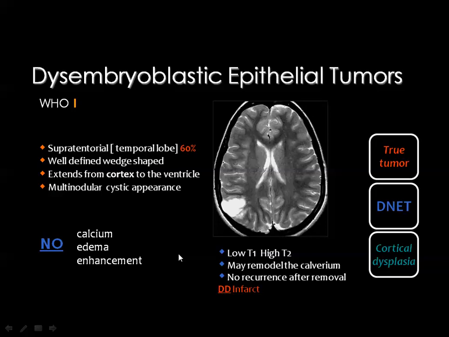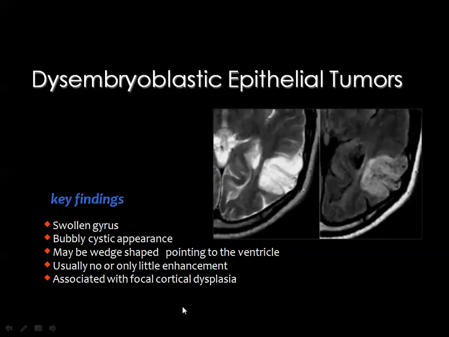But you should remember that these lesions do not contain calcium, they are not surrounded by edema, and they do not show contrast enhancement. The most important sign to diagnose these two tumors is the remodeling of the calvarium. These are cortical lesions and they are slowly growing and they indent the cortex from its interior aspect. Then many times you see these tumors associated with the scalloping of the inner table of the skull. And this appearance will help you to predict the nature of this tumor.